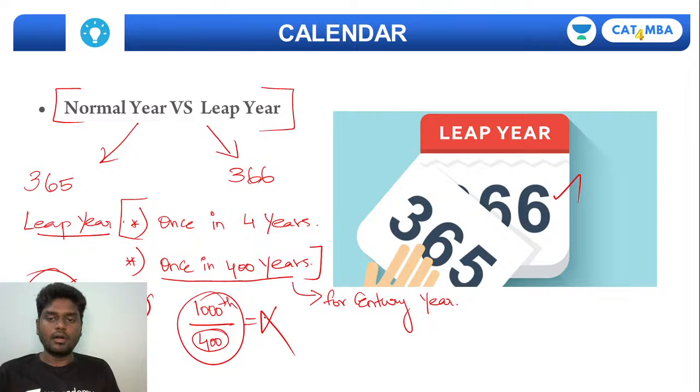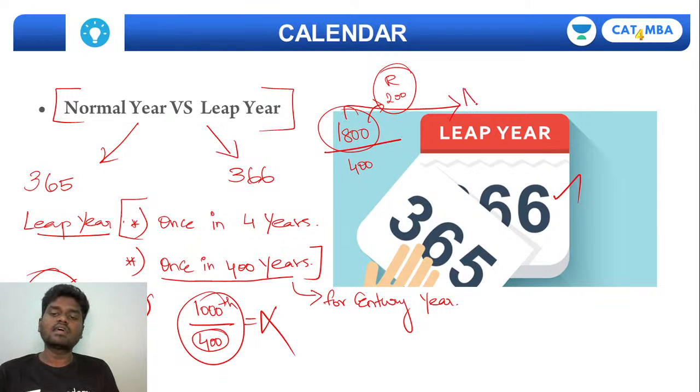One more important example I can give you. Let's say I ask you to find whether the 1100th year is a leap year or not. What you need to simply do: this 1100th year is actually a century year. If it is a century year, divide it by 400. If you divide it by 400, definitely you'll be getting a remainder of 200. It will not be absolutely divisible. So if you get a remainder, then I can say that this 1100th year is actually a normal year. It is not a leap year. Very important to remember.